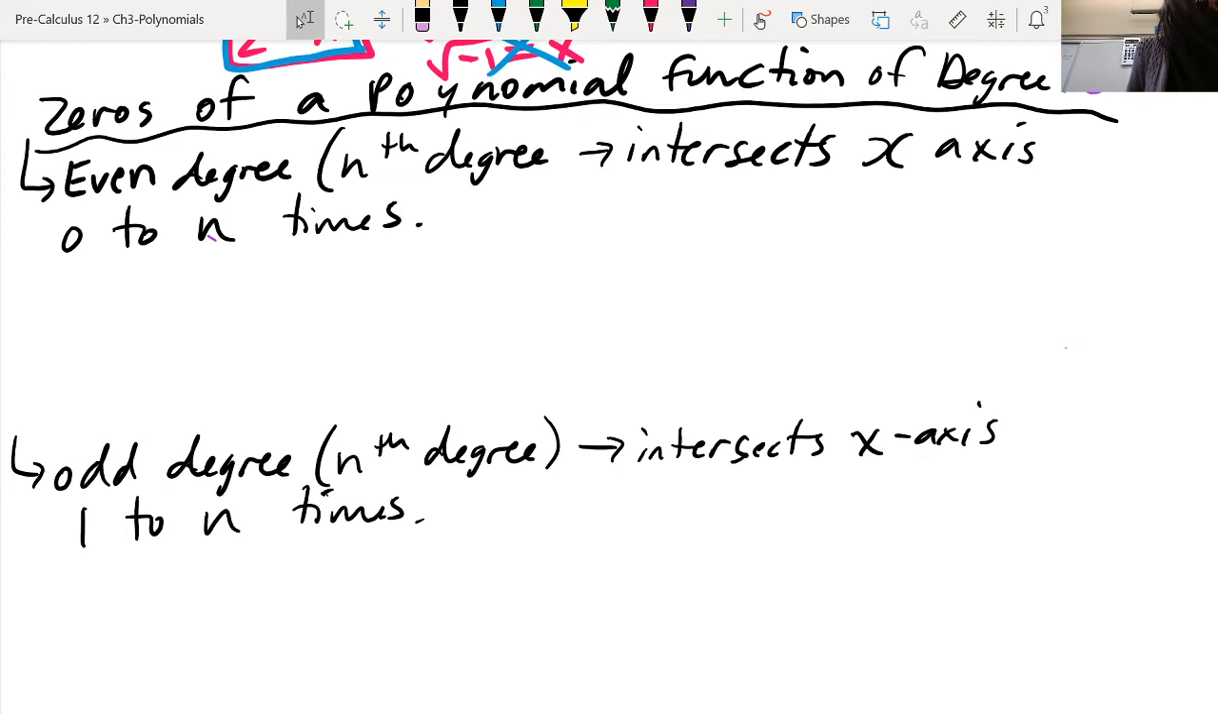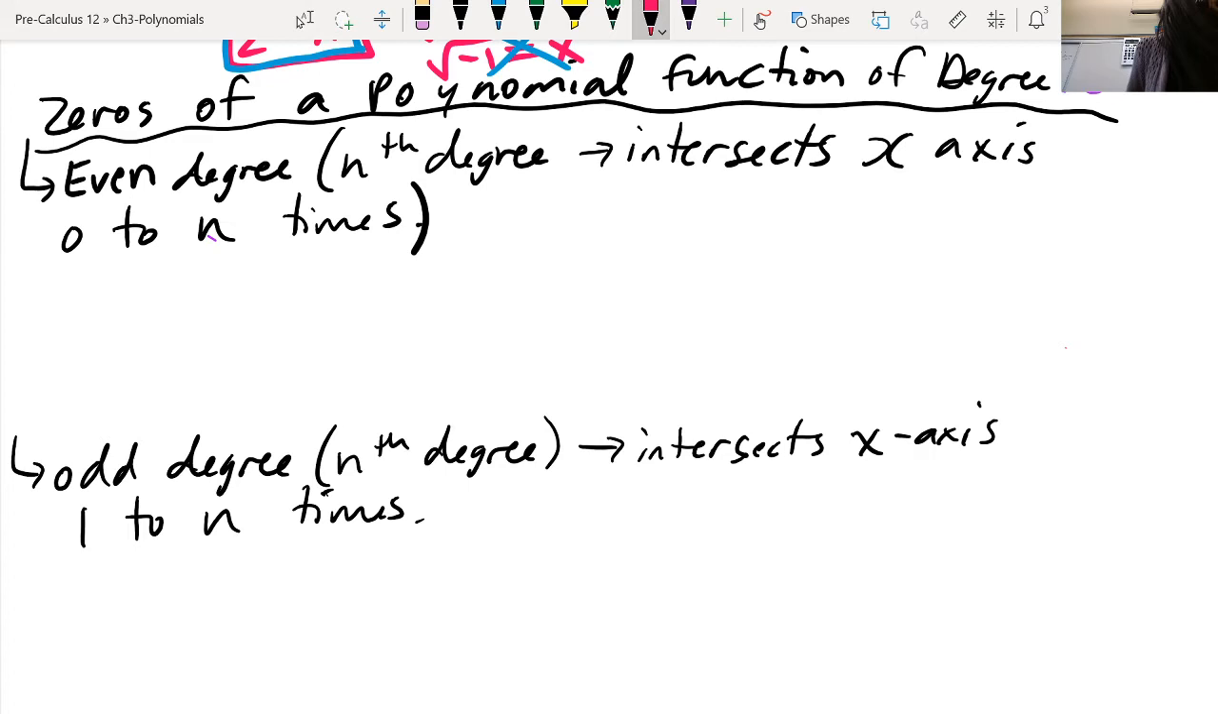Okay. Moving on to zeros of a polynomial function of degree n. So, an even degree, an nth degree, intersects the x-axis 0 to n times. Okay, so I get this. You probably don't really get what this is saying. So let me show you with an example.